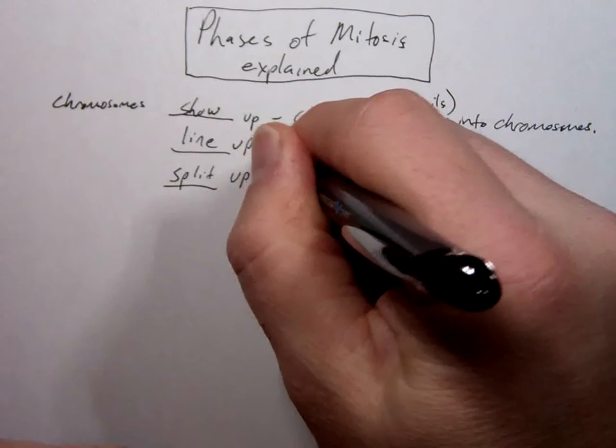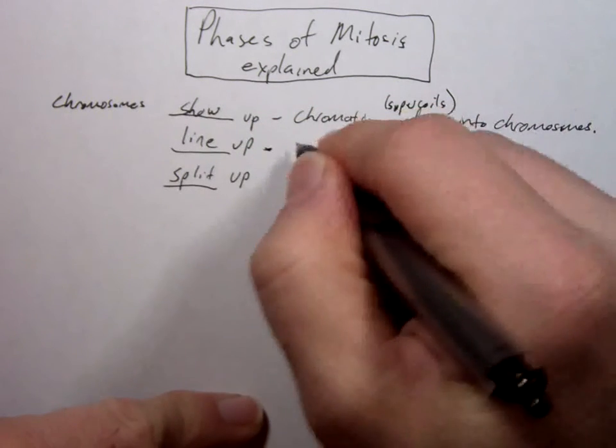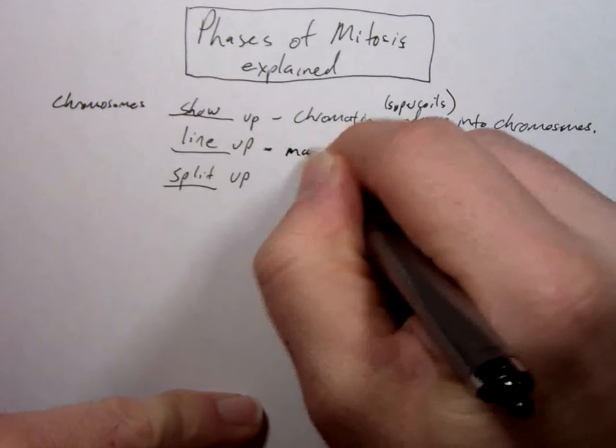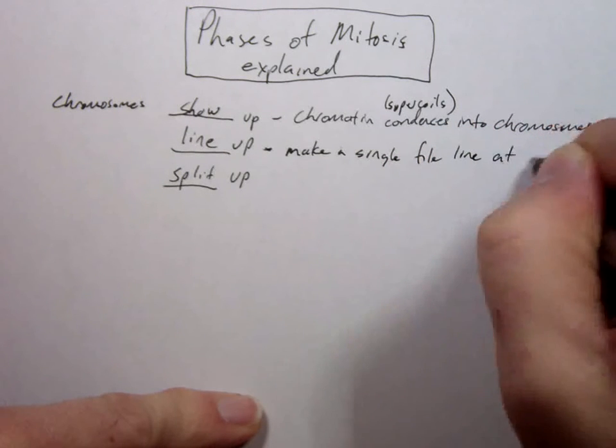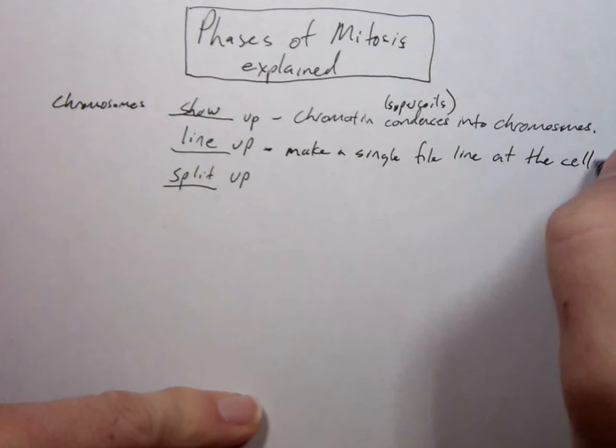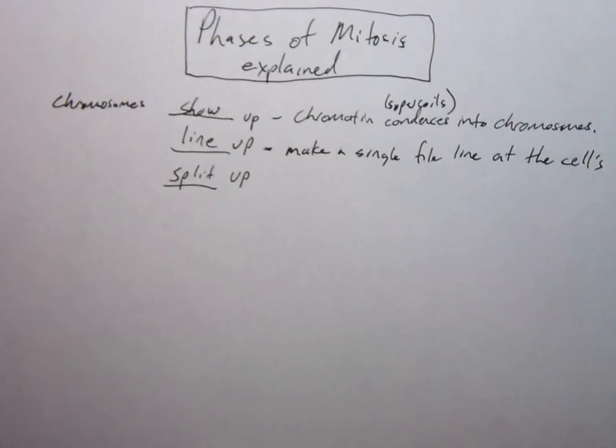Okay? Then they line up. They make a single file line at the cell's middle. Think about this. If you were lining up at the middle line of the Earth, what would you call that? The equator. And that's the same thing that we call it in a cell. They line up. Some books call it the equatorial plate, at the cell's equator.